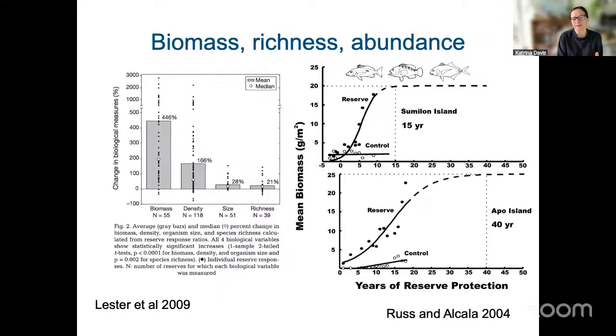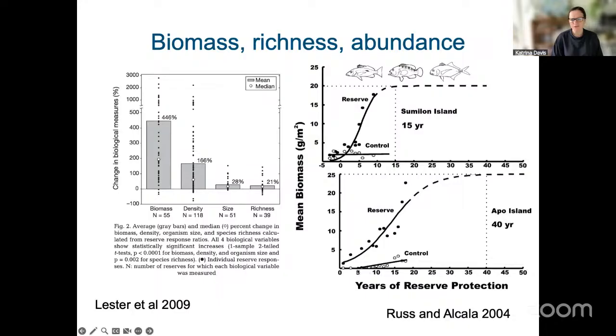This is a study by Ross and Alcala. Again, this is an older one from 2004, and this is all about the Similian Island in the Philippines. So what they found was that mean biomass is on a vertical axis and years of reserve protection are on a horizontal axis. So here are our control sites, which are not marine protected areas, and these are our reserve sites.